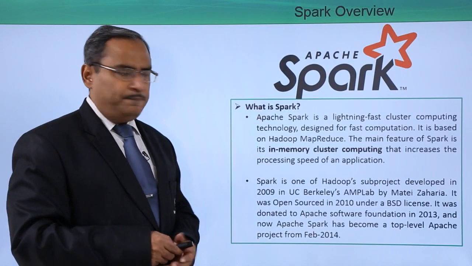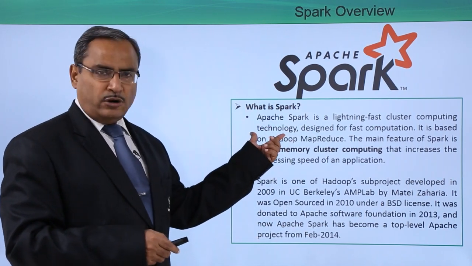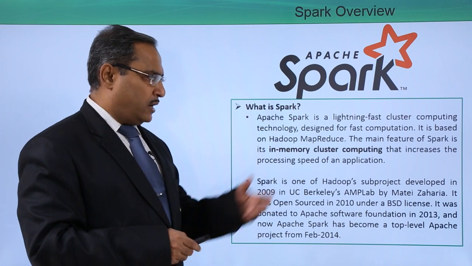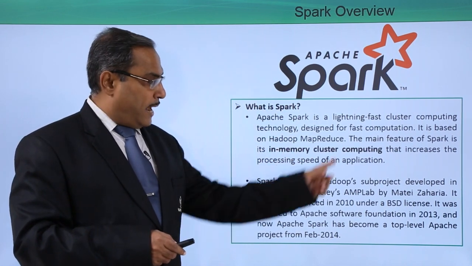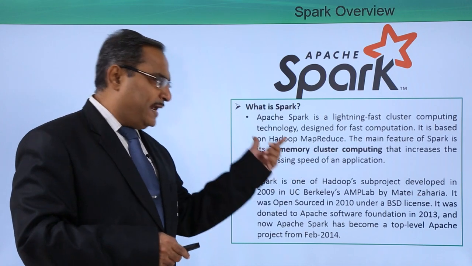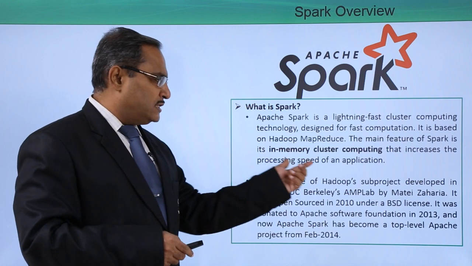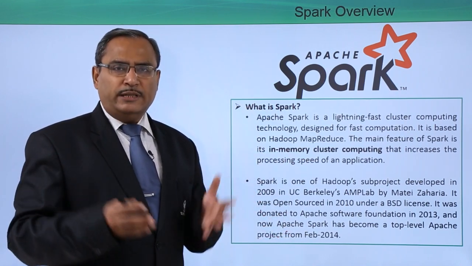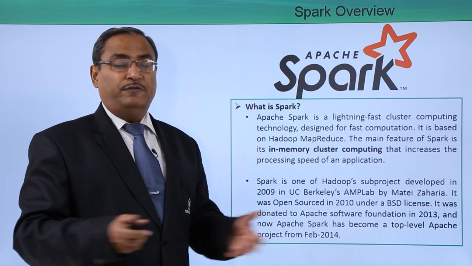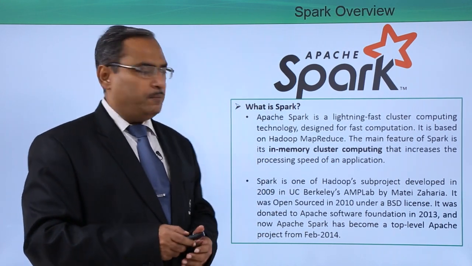So what is Spark? Apache Spark is a lightning fast cluster computing technology designed for fast computation, and it is based on Hadoop MapReduce. The main feature of Spark is in-memory cluster computing that increases the processing speed of an application. If you do the processing with read-write operations from the disk, obviously that will be slower, but here we are going for in-memory cluster computing.